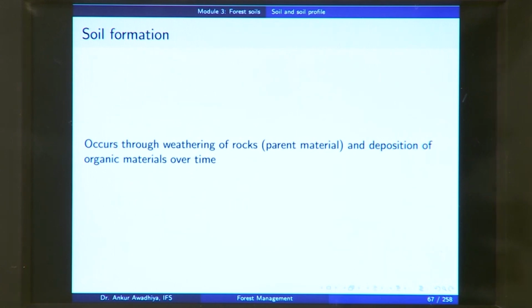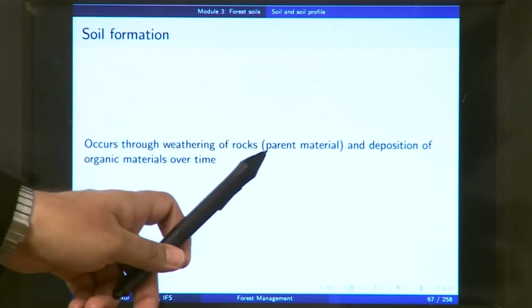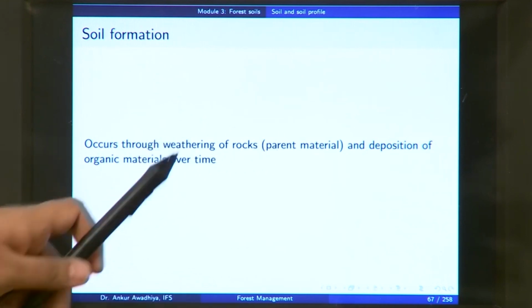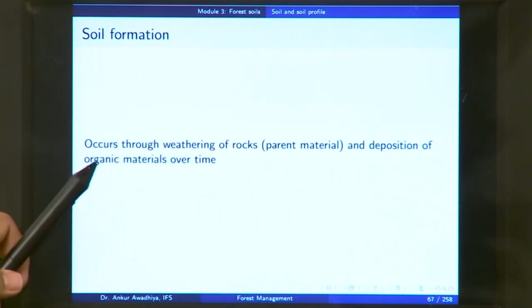How does soil form? The soil formation occurs through weathering of rocks. So, weathering is the breaking up of rocks, and rocks are also referred to as the parent material. So, soil formation occurs through weathering of rocks and deposition of organic materials over time. So, as we saw that there is mineral particles, the mineral particles come from the weathering of rocks, and the humus comes from the deposition of organic materials over time.